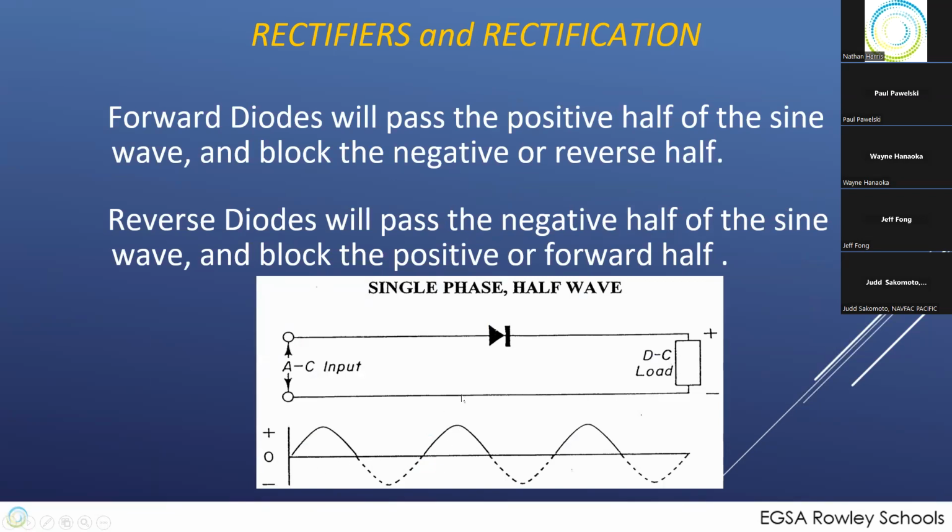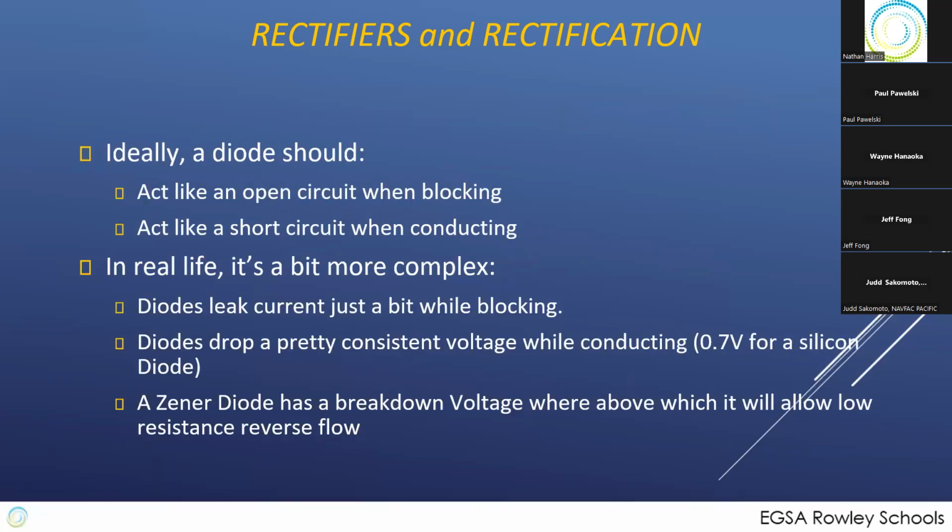So by itself, a single diode system on a single phase power is not going to provide you the type of power you need for most of the equipment that you're trying to connect to it in a modern installation. Now, ideally, we want a diode to act like an open circuit when blocking. It should be the same as if you opened a switch or you pulled a chunk of wire out. We'd like it to act like a short circuit when conducting.